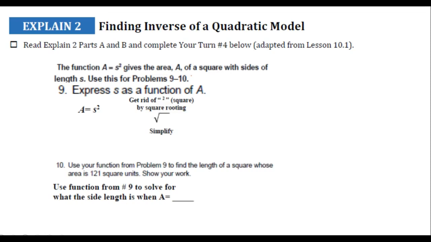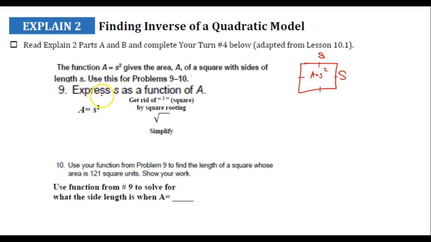So welcome back to Explain 2, finding inverse of a quadratic model. So here they're giving us a function, A equals s to the second power, which gives the area of a square, knowing that the side lengths are the letter s. Remember, a square has the same side lengths for all sides. So this is our area equals side squared.